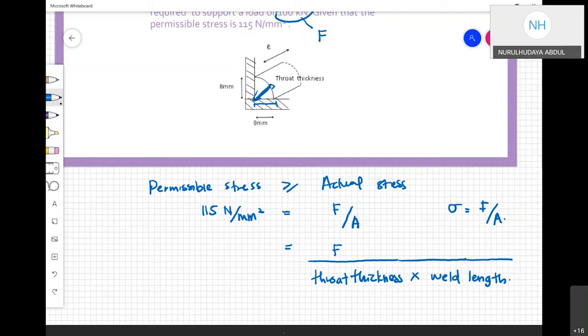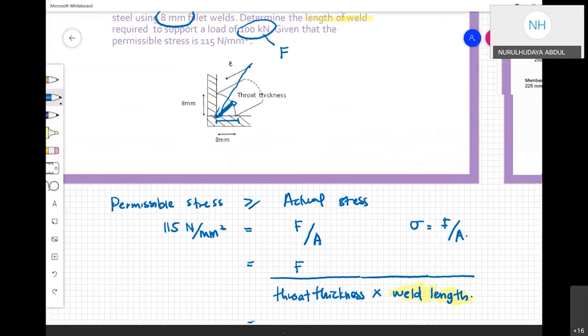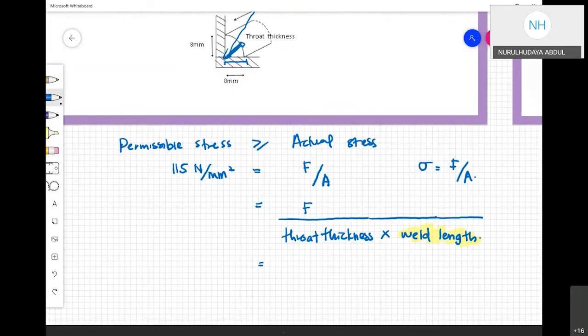So to find this, it is like this, and then how long this is going that way, multiplied with the weld length, the one going that direction. So that is what we are looking for. We want to find this weld length. Force, we know in the question it is 100 kilonewton. So we put 100 kilonewton converted to Newton, so times 10 power of 3 Newton, and divide with the throat thickness.